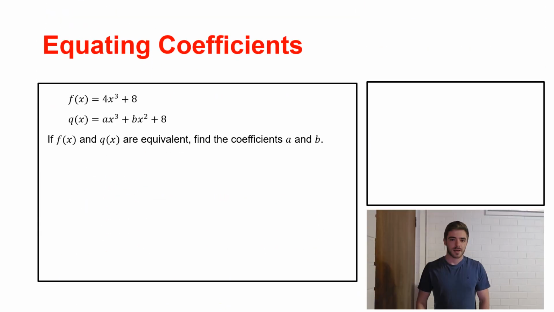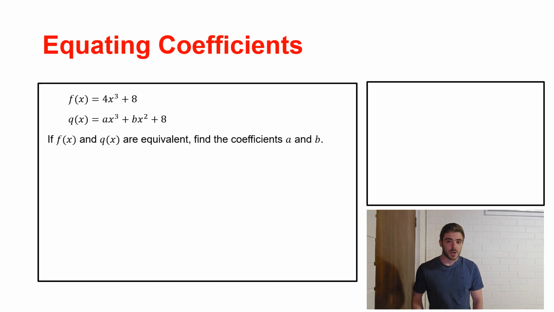Another thing we tend to look at when it comes to polynomials is this idea of equating coefficients. The idea is just that if 2 polynomials are equal to each other, if they're identical, then it means that each term in the polynomial has to be identical to each term of the other polynomial. In this example, we're told that f of x and q of x are equivalent, and we need to find the coefficients a and b.